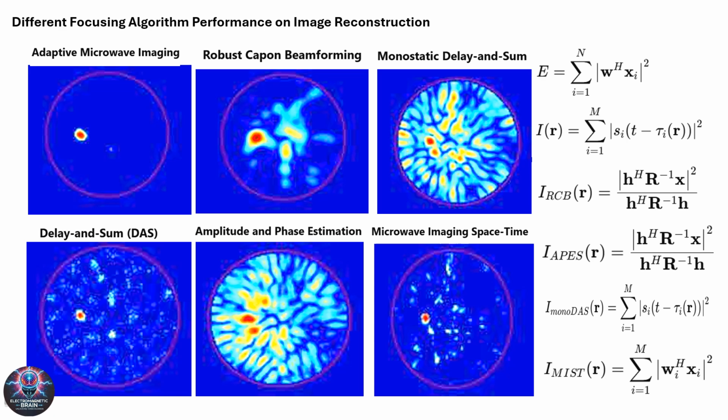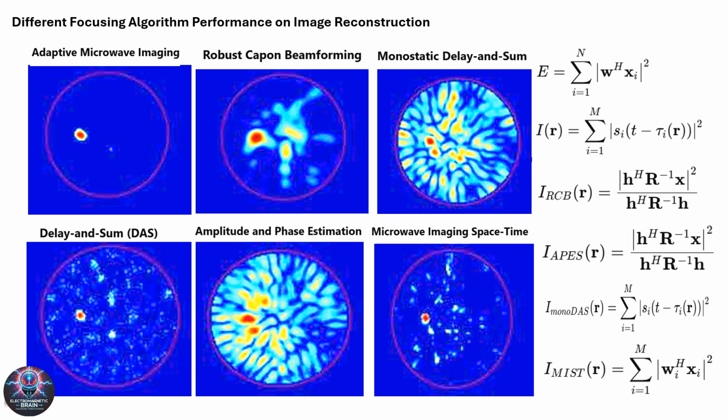Next, the multistatic delay and sum (DAS) method extends the concept by using multiple antennas for signal acquisition. It performs slightly better than the monostatic version, but still suffers from significant noise and interference, resulting in poor target localization. The intensity is denoted by I. Moving to the robust Capon beamforming (RCB) method, this technique aims to minimize interference while maintaining signal fidelity by optimizing the weight vector. Its intensity formula is I-RCB, where R is the covariance matrix and H is the steering vector. RCB provides a high-resolution image, but shows some background interference, though it is still effective at localizing the target.